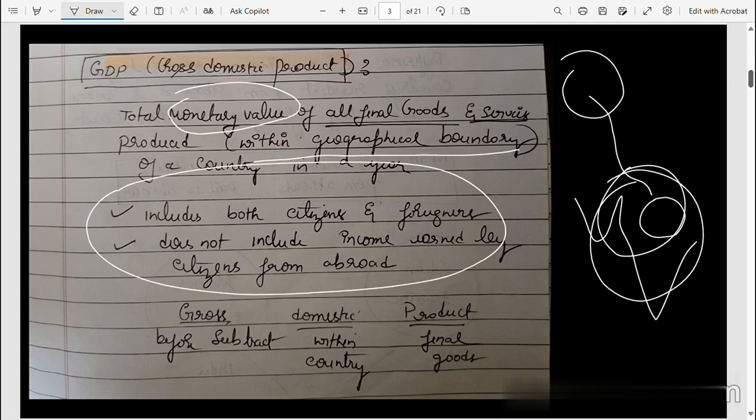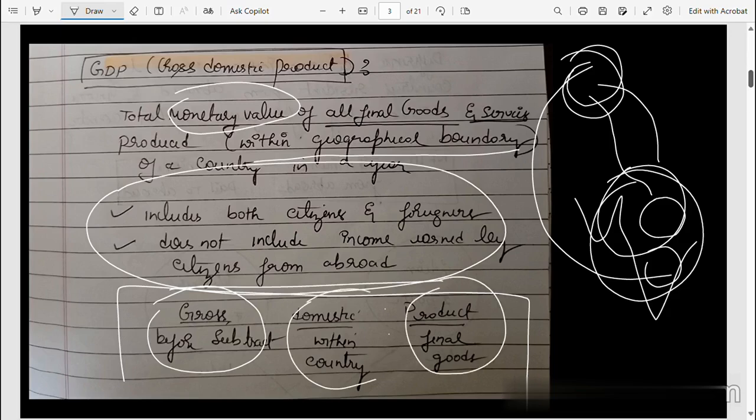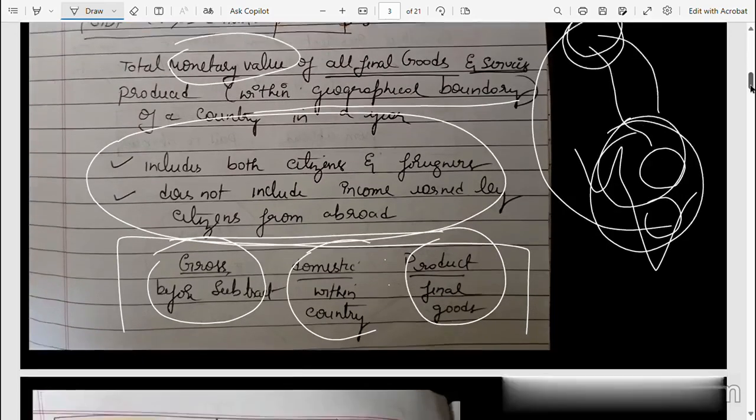Now what does it not include? It does not include income earned by citizens from abroad, right? If a citizen of India is working in Dubai, his income earned in Dubai is not considered as GDP of India. So what is the actual meaning of GDP here? Gross stands for the amount which we consider before subtracting. Domestic is within the country, and product is, as you know, the final product we get.